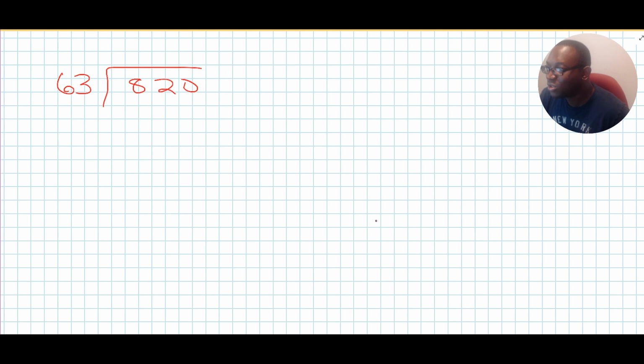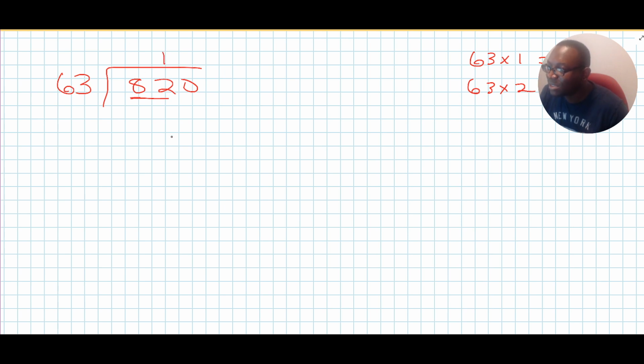So one approach to take with this is you're going to ask yourself, how many groups of 63 do you get in 8? That's not going to happen. What about 82? So here's an approach that some use. 63 multiplied by 1 is 63. 63 multiplied by 2 is 126. So you can see that 82 is between 63 and 126. So we're going to have one group right here.